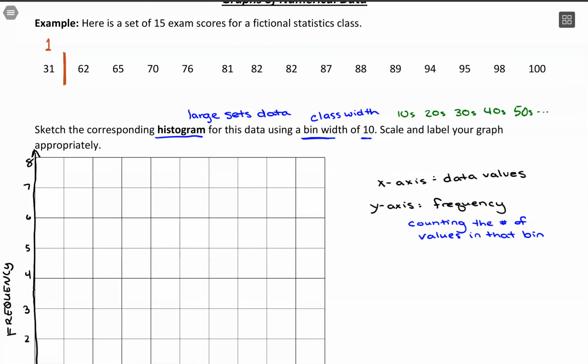40s, nothing. 50s, nothing. Then I have 60s, 70s, 80s have a lot, 90s, and then hundreds. So I have 2 values in the 60s, 2 values in the 70s, 6 values in the 80s, 3 values in the 90s, and 1 in the 100s.